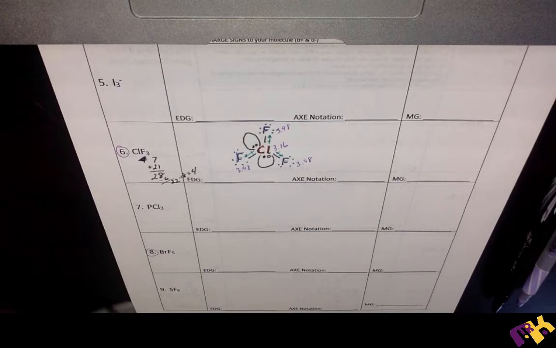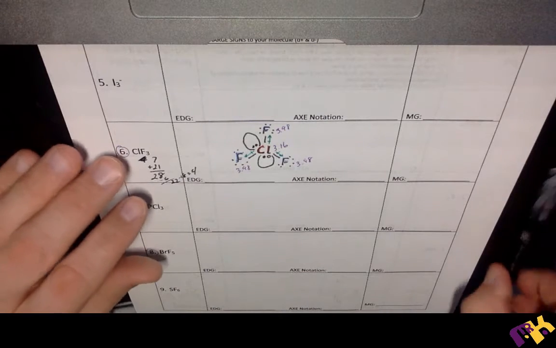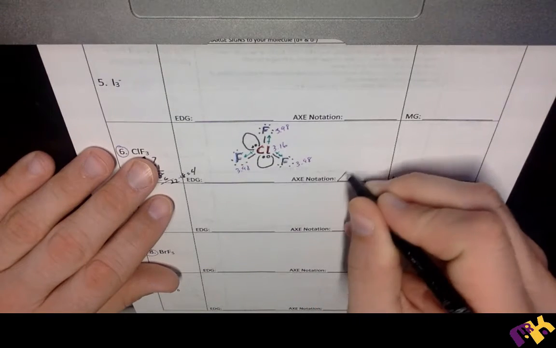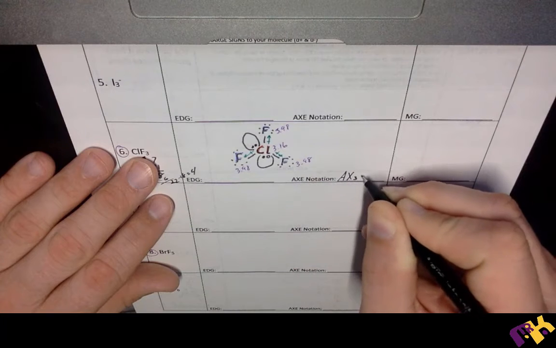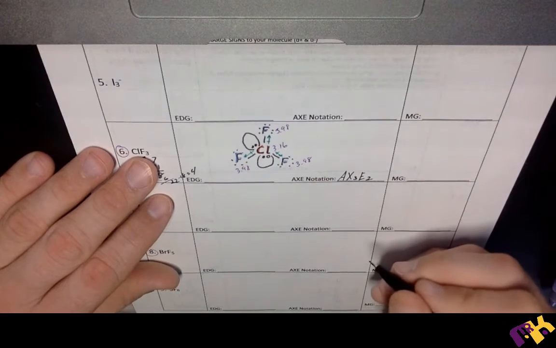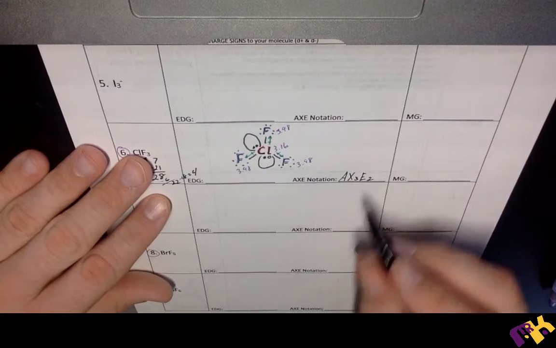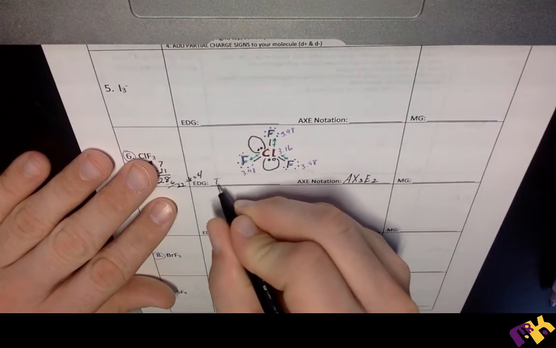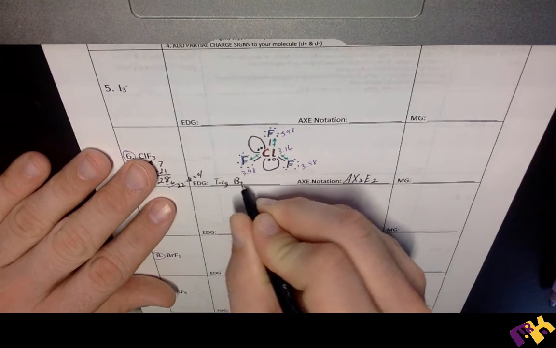Let's determine its geometry. This is going to be an AX3E2 axial notation, which means it's 5-domained. So this is going to be, you guessed it, trigonal bipyramidal.